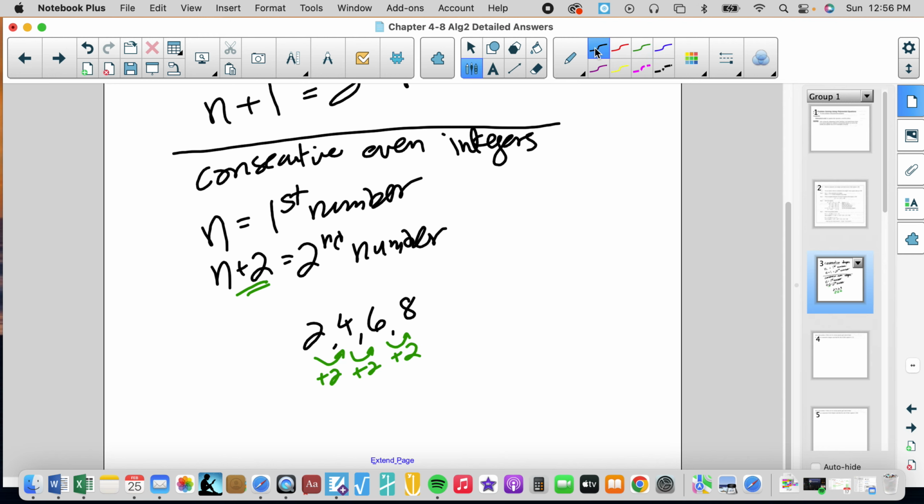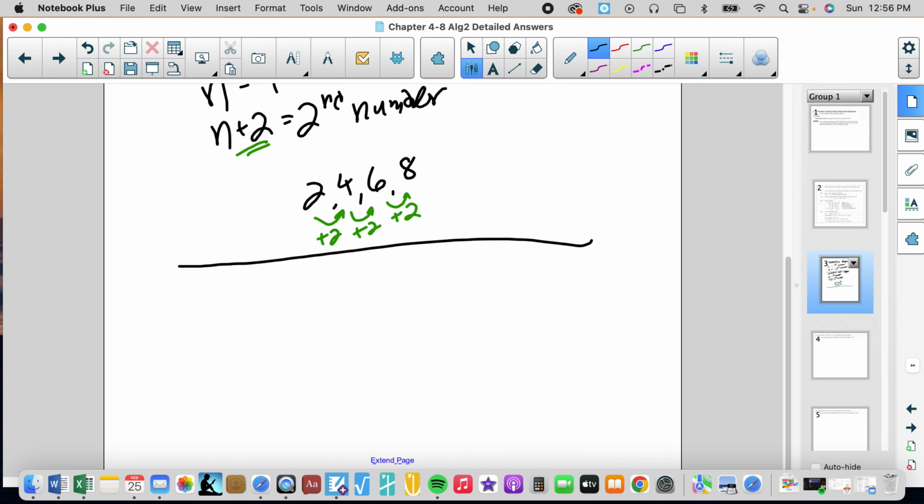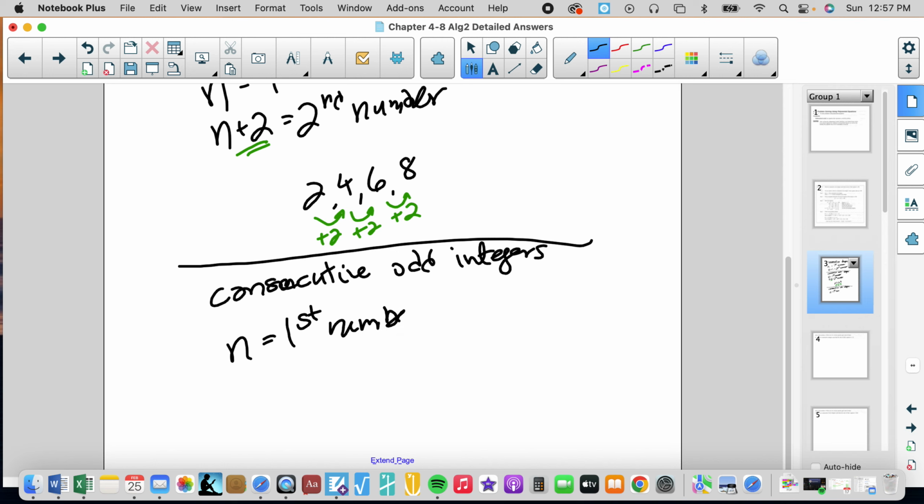Now here's the tricky part. This is what gets students: consecutive odd integers. And let's think about it. n would be our first number. And guess what our second one would be? Not n plus 1, not n plus 3, n plus 2. But Mr. Mac, wouldn't that make it even? No. No, it would not.